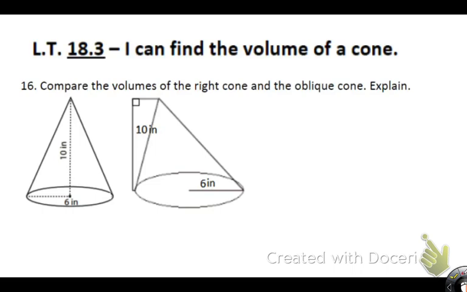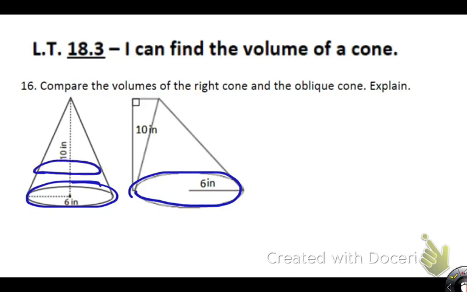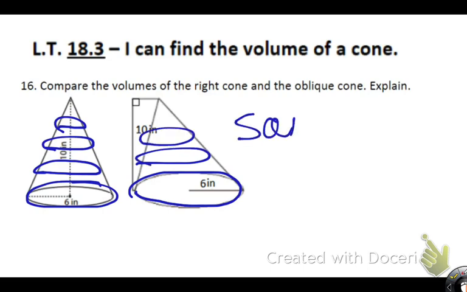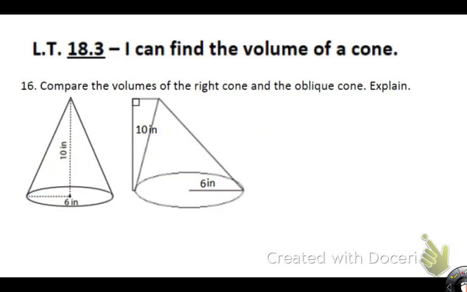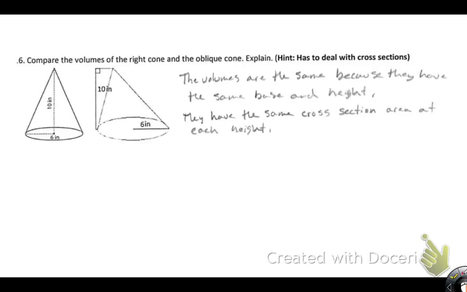All right, next one is also a cone. So compare the volumes of a right cone and oblique cone. We're going to say that they have the exact same height, same volume, because all the cross sections are the same. Cross sections meaning each of these parts, if we kept showing each of these cross sections on the way up, they would all be the same with each of these figures, so they have the same volume. I'll give this one as well a little more explanation.